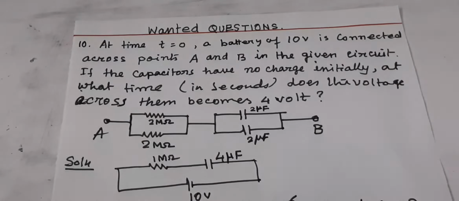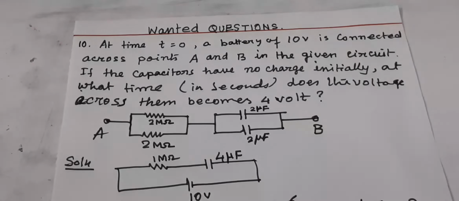Now question number 10. At time t equal to 0, a battery of 10 volt is connected across points A and B in the given circuit. If the capacitors have no charge initially, at what time, in seconds of course, does the voltage across them become 4 volt? I mean across the capacitor the potential drop will be 4 volt. We have to find out at what time it will achieve that.